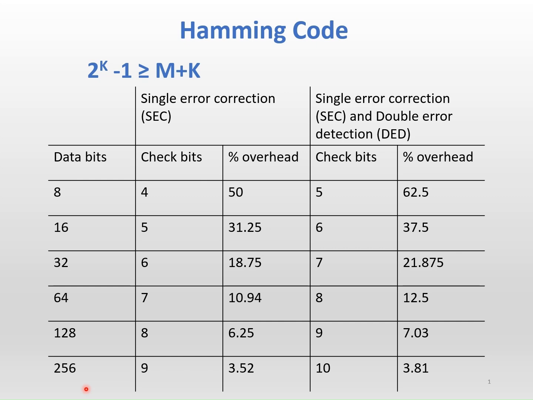And also it depends on the aim of the correction. If the aim is single error correction, and if the aim is SEC plus double error detection, then the check bits get one more. Every time it is one more. And then the percentage overhead is also given. If data bits are 4 bits, check bits 4, then 50% overhead. But as the data bit size increases, the percentage overhead of the code word decreases.